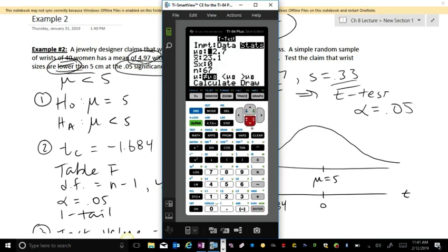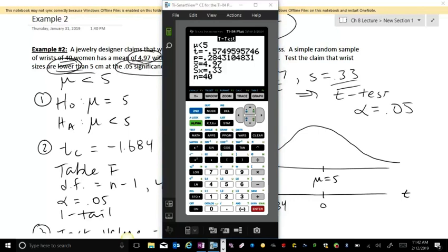I do have stats. I wasn't given a list of data. My null hypothesis gives me a mean of 5. The sample mean is 4.97. Sample standard deviation is 0.33. Sample size is 40, and my alternative hypothesis uses less than. So if I just check here, the hypothesized mean is 5, sample mean 4.97, sample standard deviation of 0.33, sample size is 40, and I've got less than highlighted. So I'm ready to go ahead and hit calculate. It confirms my alternative hypothesis, mu is less than 5, perfect, and it gives me that test value t. So we get a negative 0.57.